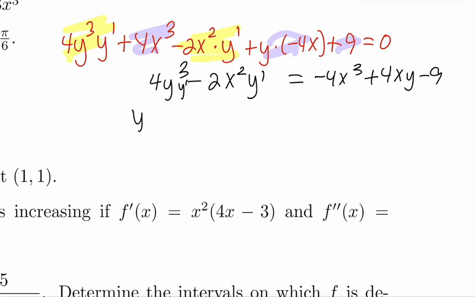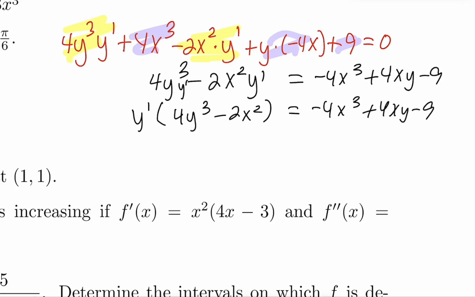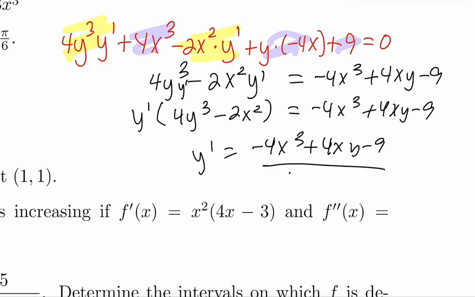And you're going to always do the next phase by factoring out the y prime, put in parentheses what's left, and then we're going to take that quantity and just divide it, and you're done. So our answer is y prime equals (-4x cubed plus 4xy minus 9) all over (4y cubed minus 2x squared). So there is one like that on the test, okay?